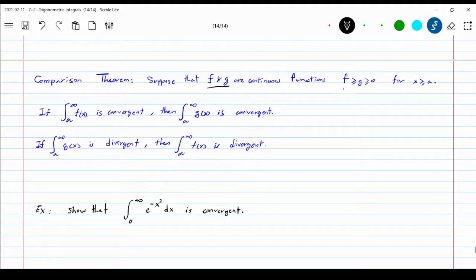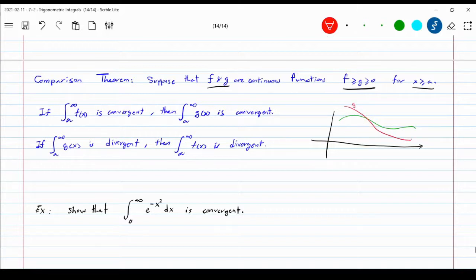And we know some information that f is greater than g and greater than or equal to 0. So the function f is greater than g for all the x's that are greater than a. Maybe not everywhere, but for a certain area. So let's say this is the function f here, and we have the function g. The red one is g, the green one is f. f is not always greater than g, but after a certain point, if we call this a, then after that f is always above the function g.